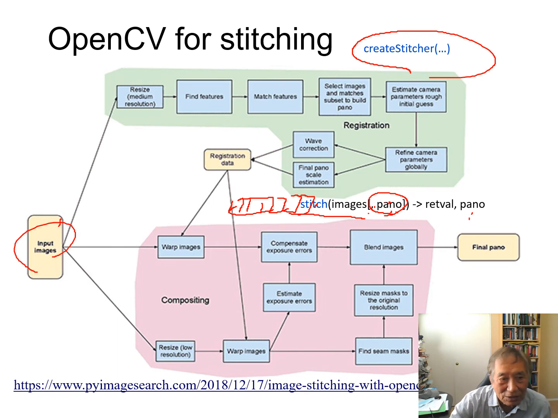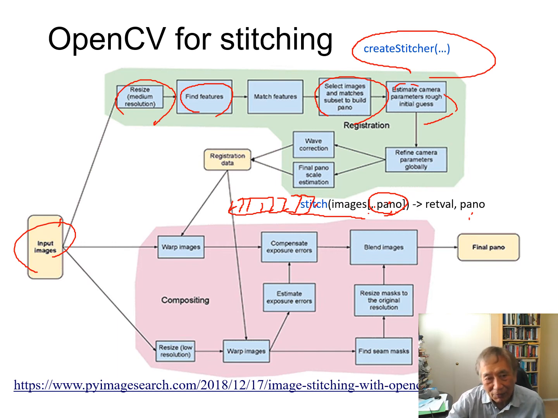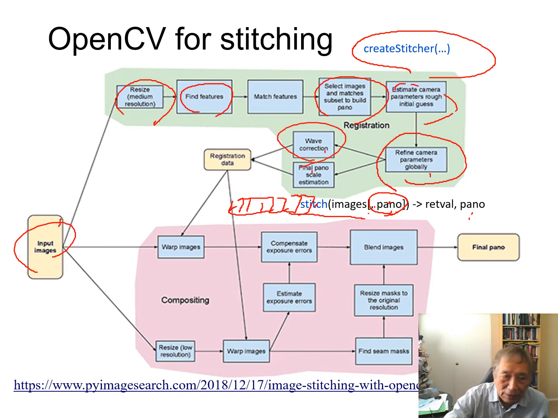So here's the logic. There are input images, resizing, feature detection, and matches here, and then you select those images that are properly usable in the final stitched image, and then refine the camera parameters. That's the view parameters and the wave corrections. Sometimes the color or intensity may be different, so you just adjust that, and then you save the data as needed.